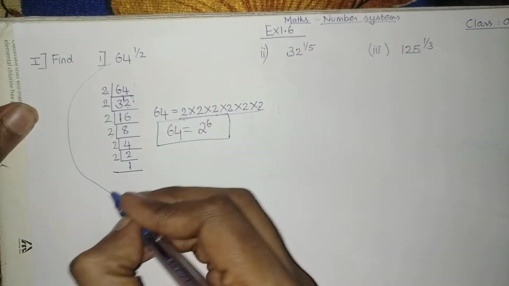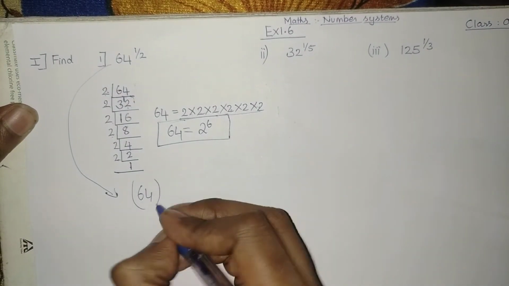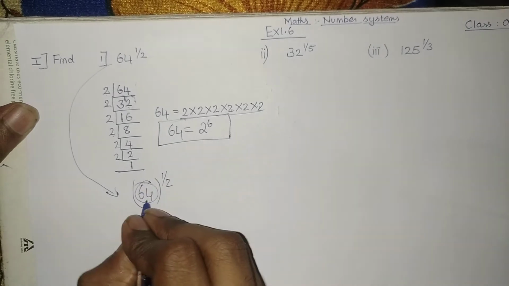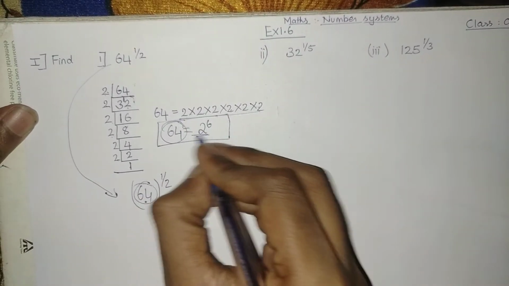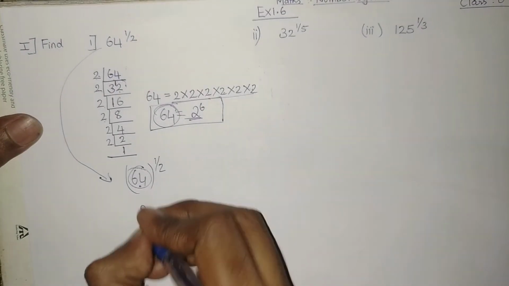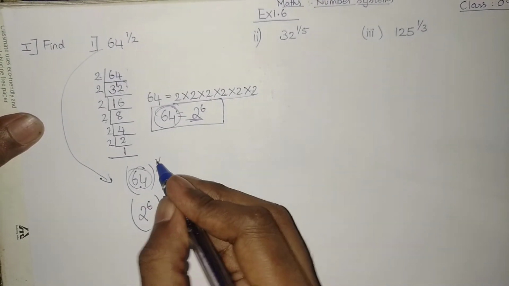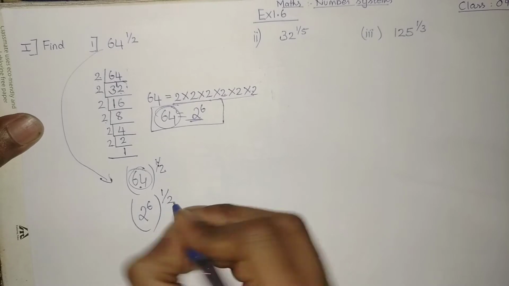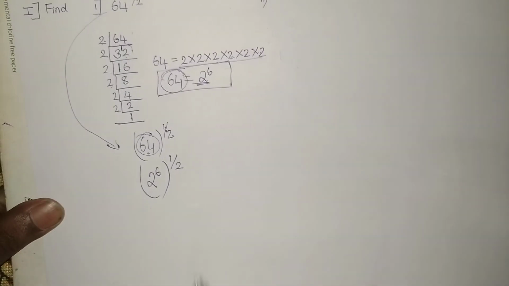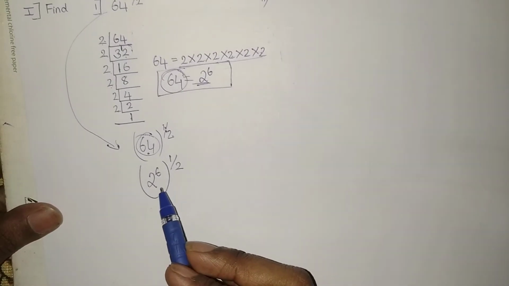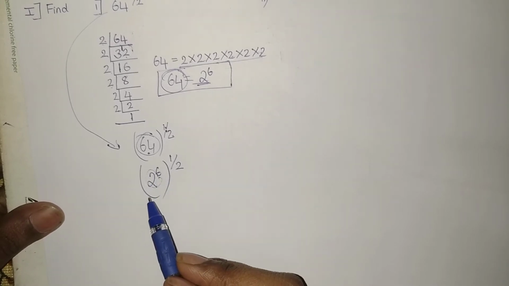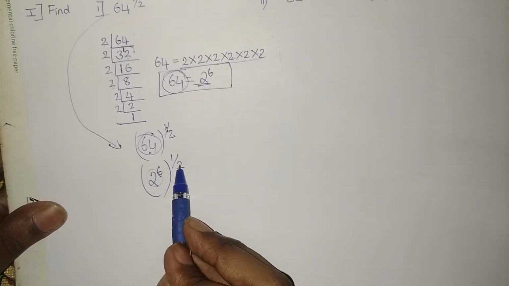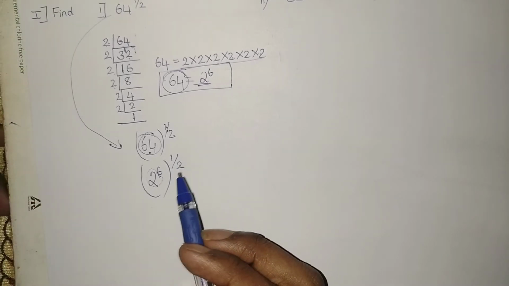So coming back to this question again, 64 power 1 by 2. I have resolved 64 into its factors. So in place of 64, I am just going to write 2 power 6. But I have another exponent called 1 by 2. Now look at this carefully. Can anyone say what the base is? Yes, 2 is the base, right? What is the exponent or the power? 6 and 1 by 2. We have two exponents for this.